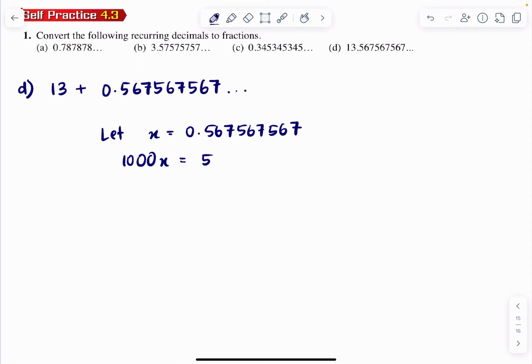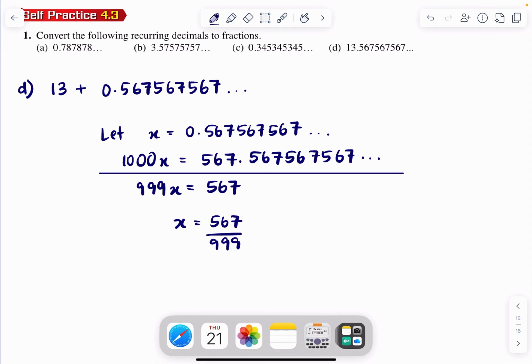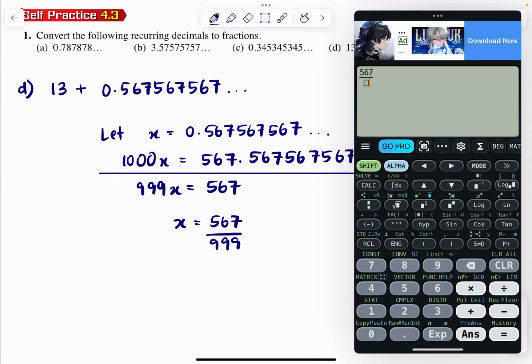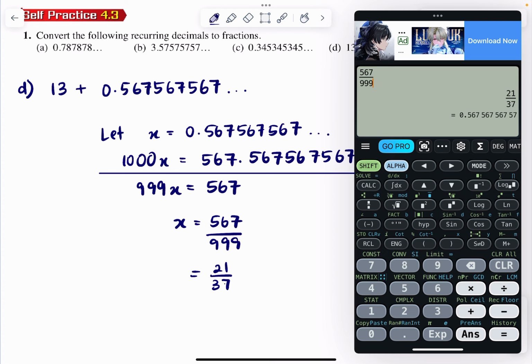1000x is 567.567567567. So this minus this, we get 567. 1000x minus x, we get 999x. Therefore, x is 567 over 999. You can simplify this to 21 over 37.